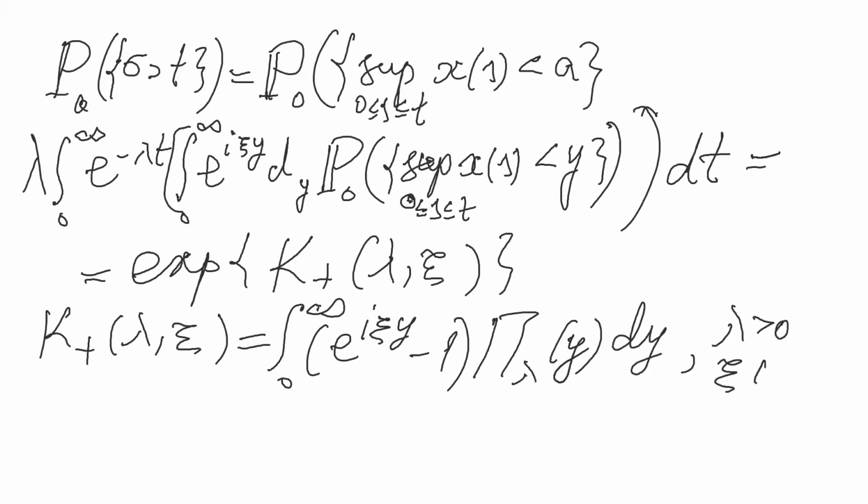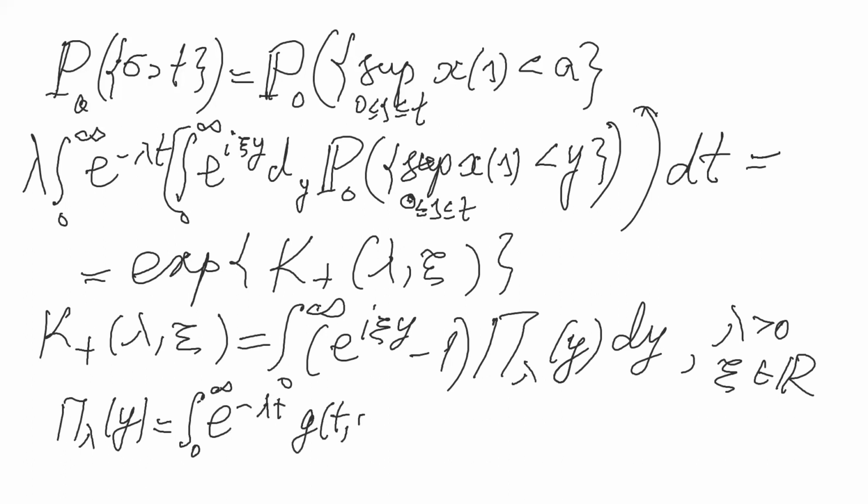lambda is positive, c is a real variable, and pi lambda of y is determined as follows. It is the integral from 0 to infinity of e to the power minus lambda t, g t0 y dt over t, where g is defined at the very beginning of my lecture. So you see, this distribution is determined by the distribution of our process with the help of this formula.